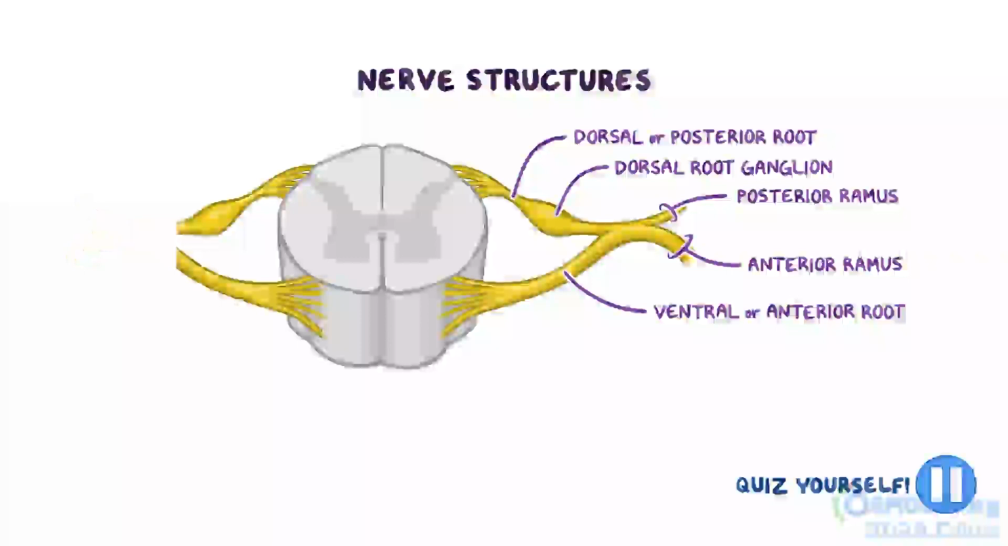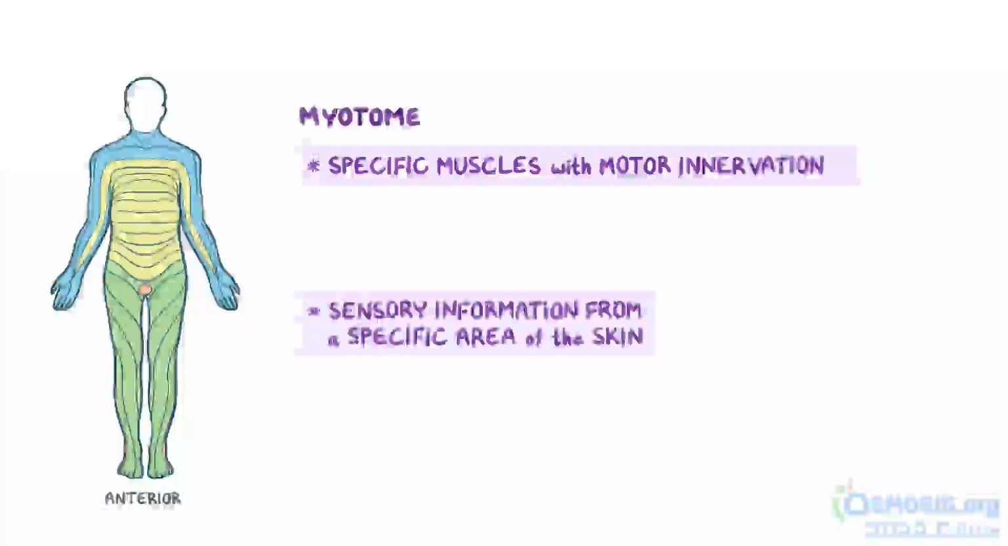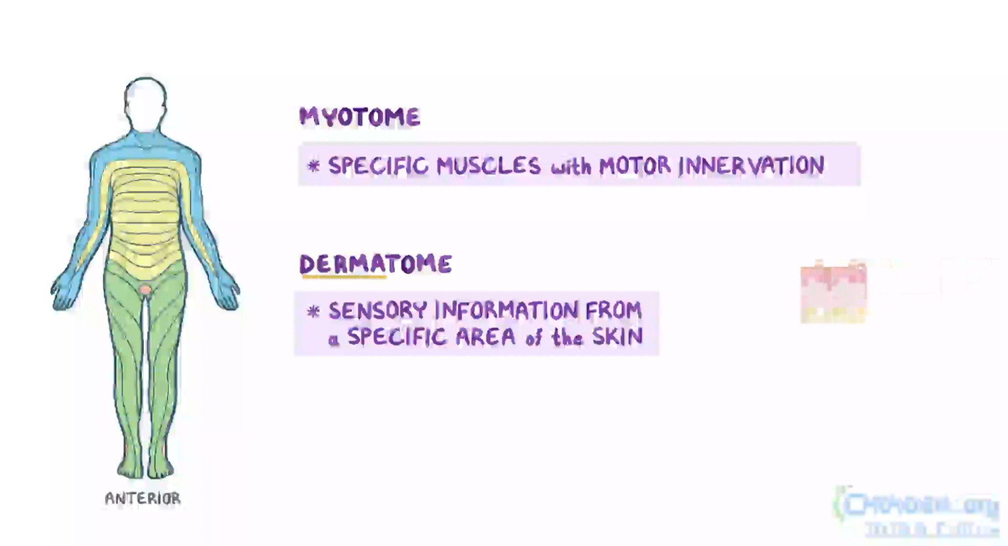Great! Now, each spinal nerve innervates a particular area of the body. The specific muscles that each spinal nerve supplies with motor innervation is called a myotome. Each spinal nerve also receives sensory information from a specific area of the skin, which is called a dermatome. You can easily remember these terms since derma in Greek means skin, and myo refers to muscles.